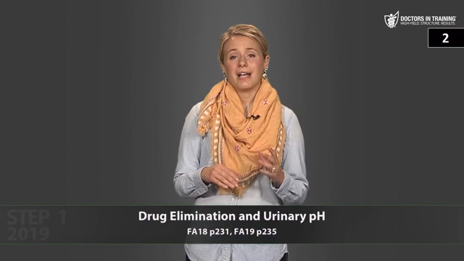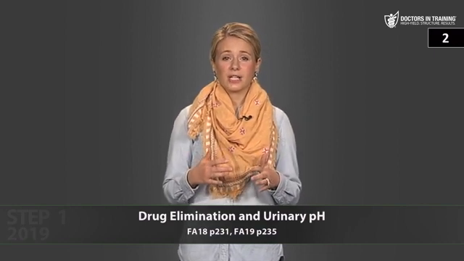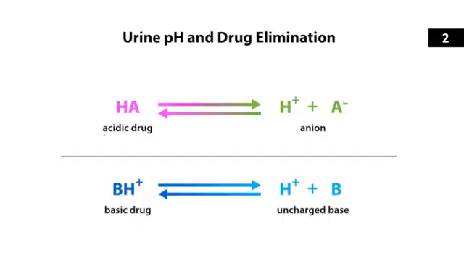So when we talk about ionic species, we're mainly talking about drugs that are weak acids and weak bases. Let's look at this in your study guide. Weak acids dissociate into hydrogen ions and an anion. Weak bases start out with a positive charge, and they dissociate into a hydrogen ion and an uncharged base. So pay attention to where the charged and uncharged forms are. This is pretty basic stuff. Not basic like alkaline, just elementary. I'm just giving you some background before we start talking about how this affects drug elimination.